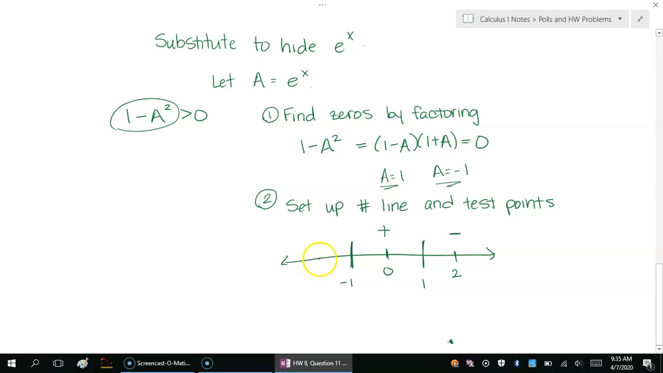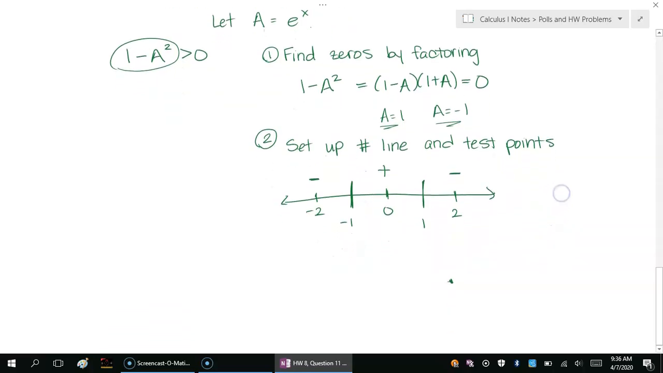Okay, one more region. Let's test over here at -2. If I plug -2 into 1 minus a squared, do I get a positive or a negative? I get a negative number again because 1 minus -2 squared gives me 1 minus 4, which is -3. So negative. What this tells me is that 1 minus a squared is positive between -1 and +1. It's 0 at these two places, and it's negative everywhere else.